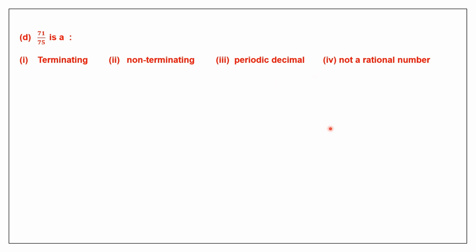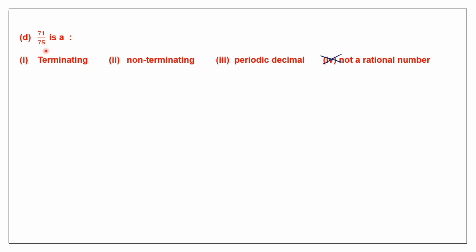Now straight away we can cancel out option 4. Option 4 says it is not a rational number, which is false because it is a rational number. Any number that you can put in the form of a fraction where the denominator is not 0 is a rational number. So it has to be one of these.